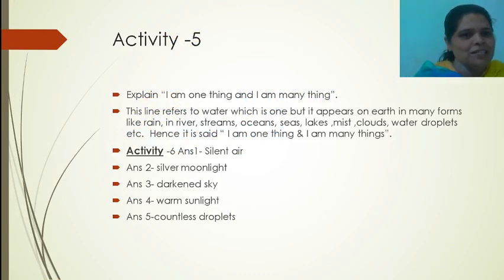First one is silent air. Second one is silver moonlight. Third one is darkened sky. Fourth one is warm sunlight. Fifth one is countless droplets. Kindly, my dear children, all of you write down each and everything in your notebook.